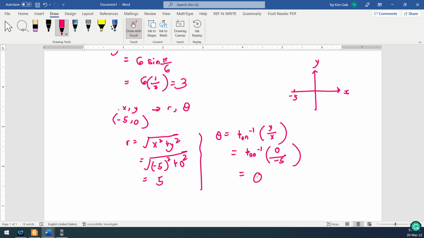If you solve using the formula, you see the angle is 0, but you have to check with the location of the point. Negative 5, 0 is actually on the negative x-axis. So the theta here, if we measure anti-clockwise, should be pi. If we measure clockwise, theta is negative pi. So the answer is (5, pi) or (5, negative pi).